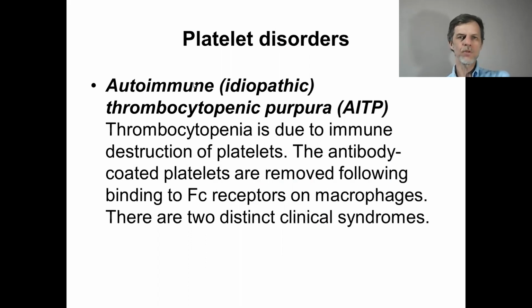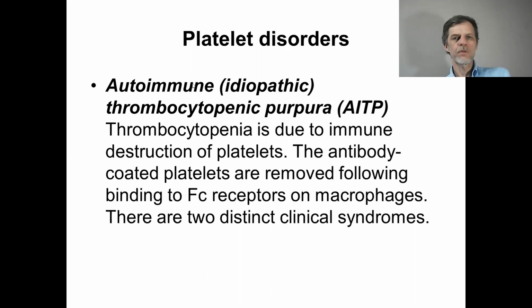A typical example of a disorder which may cause thrombocytopenia is autoimmune, idiopathic, thrombocytopenic purpura. Why idiopathic? It means we don't know the cause, without visible reason.